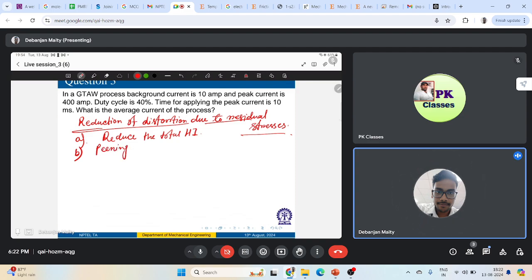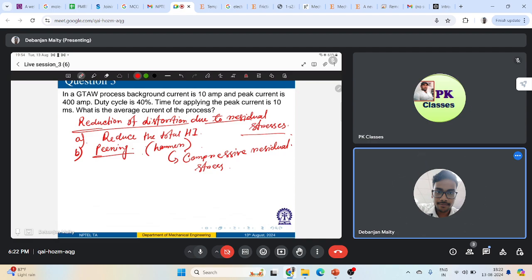peening. Peening is a procedure to balance the resulting thermal stress by using some hammering procedure. We will hammer the weld metal such that some compressive residual stress will be generated, which can reduce the crack formation and those aspects, right?